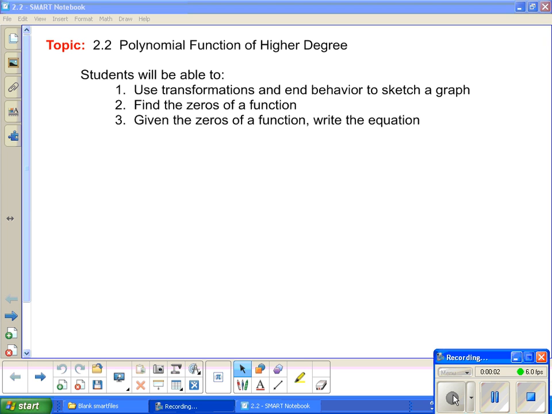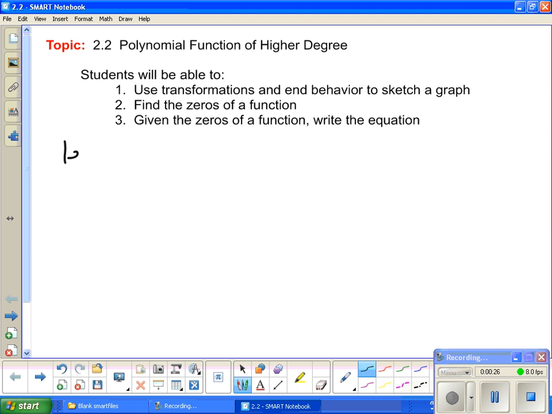Today's topic comes from 2.2, polynomial functions of higher degree. We're going to be able to use end behavior and transformations to sketch a graph a little bit, find the zeros, and then, given the zeros, write the equation. All right, so first of all, we're going to start off with reminding ourselves of the end behavior.